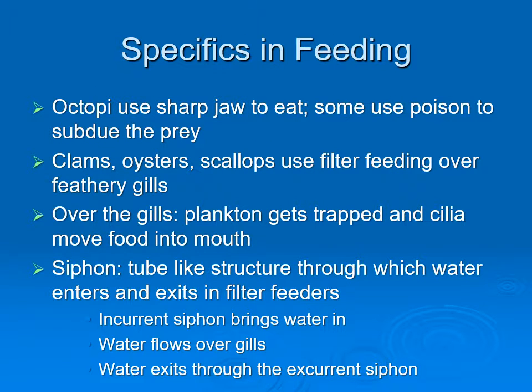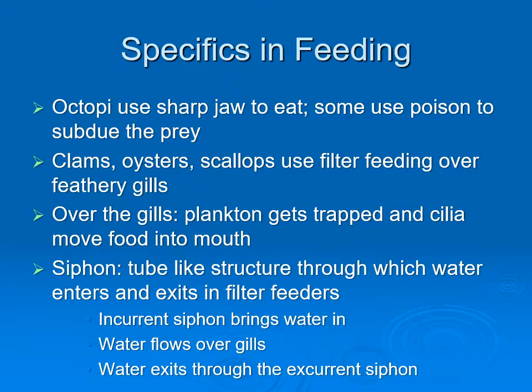A big part of the reason why mollusks are considered upper invertebrates is because we're going to start seeing in these upper invertebrates there's more diversity within the phyla than we saw in the lower invertebrates, where there wasn't a whole lot of diversity. So let's talk about some specifics in feeding that's going to address that diversity. So octopi use a sharp jaw to eat.